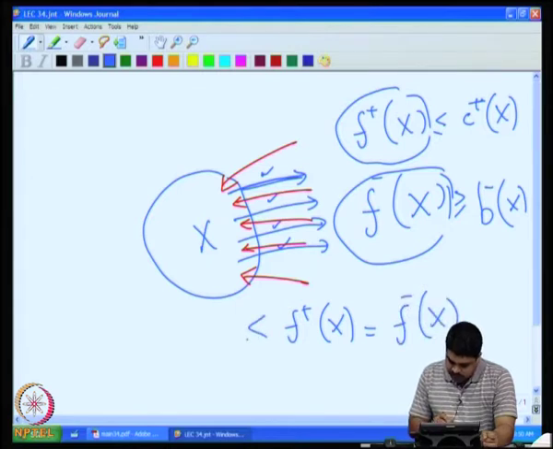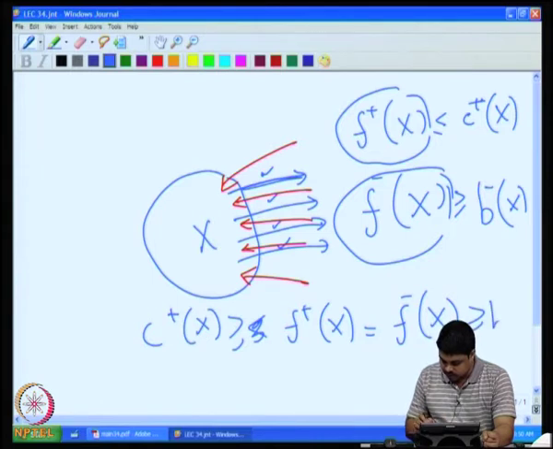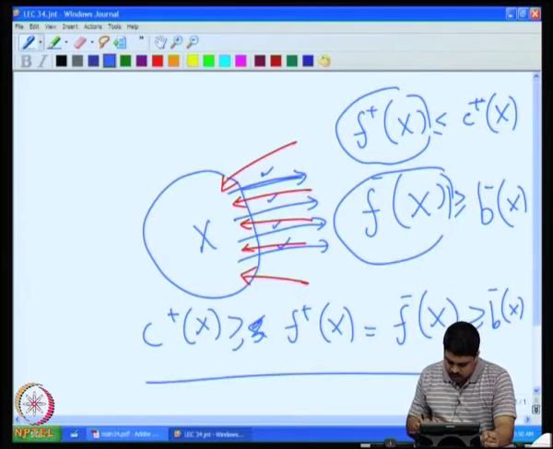So, therefore, we will get C plus of X greater than or equal to f plus of X, which equals f minus of X, greater than or equal to B minus of X. Why is it so? Why is this equal?